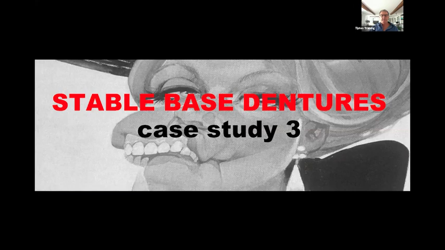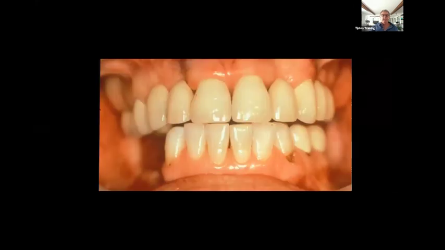Case study number 3. Interesting one. This is just her, it's not her interclaspal position, guys. This is just an edge-to-edge photo. But again, the lady's missing anything from canine backwards on one side, and she's missing the molar teeth on the other side. She needs a little bit of filling work done here and there.